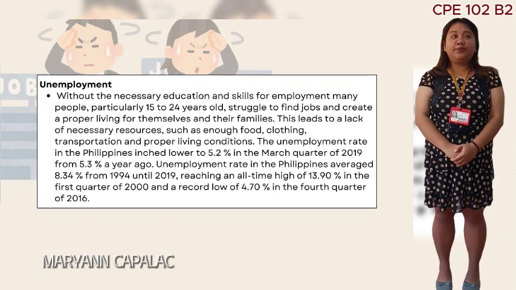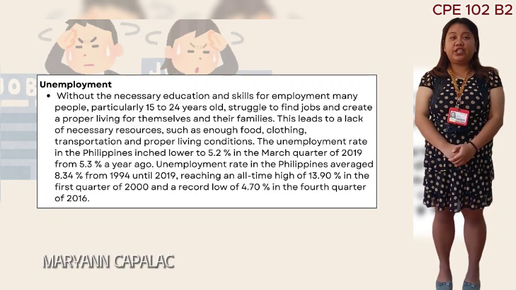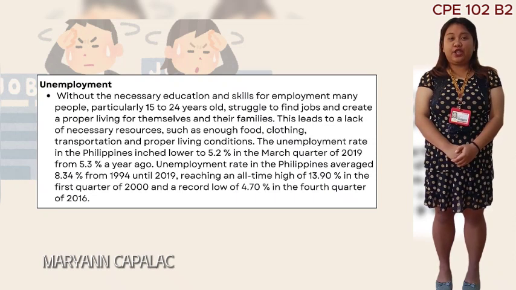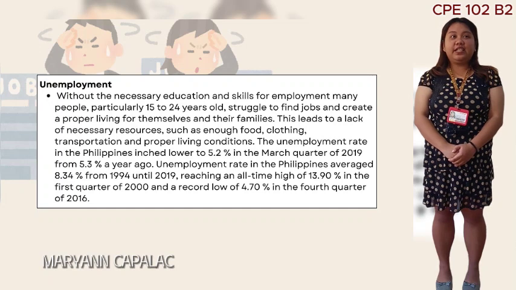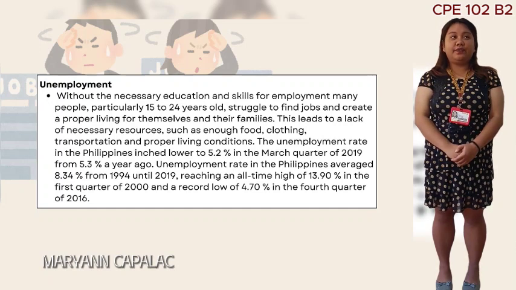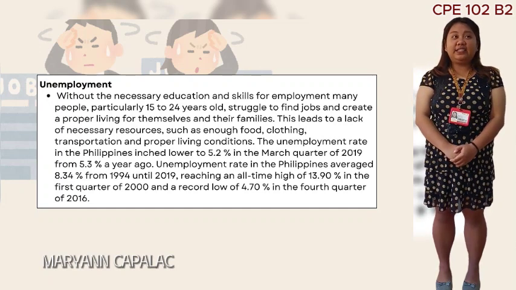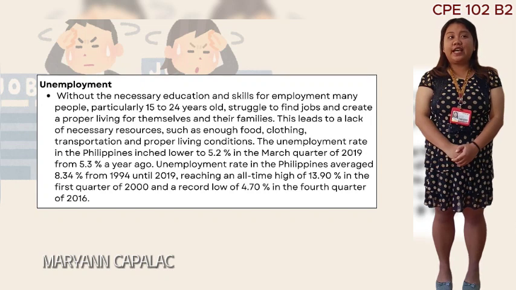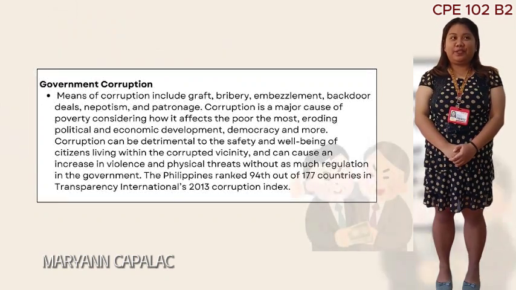Unemployment rate in the Philippines averaged 8.34% from 1994 until 2019, reaching an all-time high of 13.90% in the first quarter of 2000 and a record low of 4.70% in the fourth quarter of 2016. Government corruption.